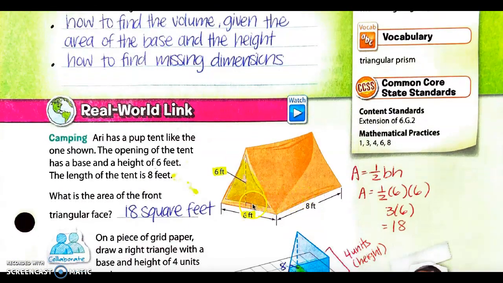But make sure that you do not calculate that as your rectangular prism. You need to calculate this as a triangular prism because it has a triangular shape here. Okay, so please don't think that, oh, because this is a rectangle, this is a rectangular prism. It's not. It's a triangular prism because there's a triangular shape here.